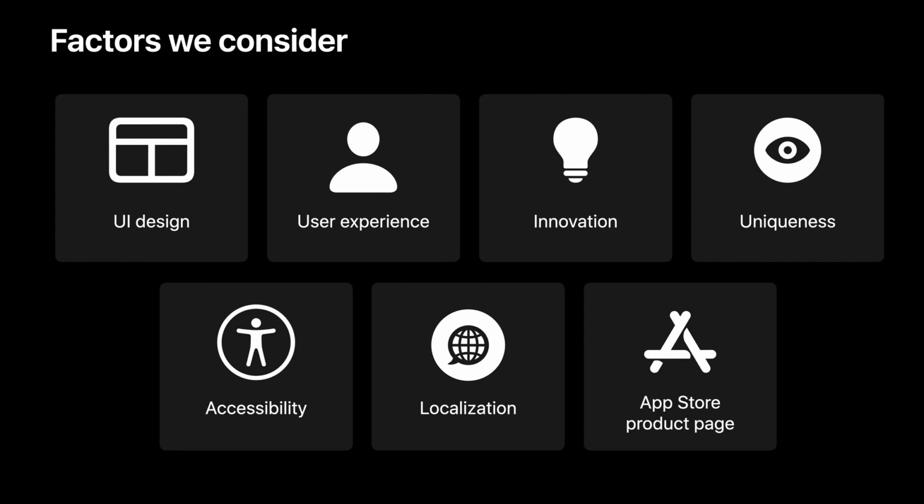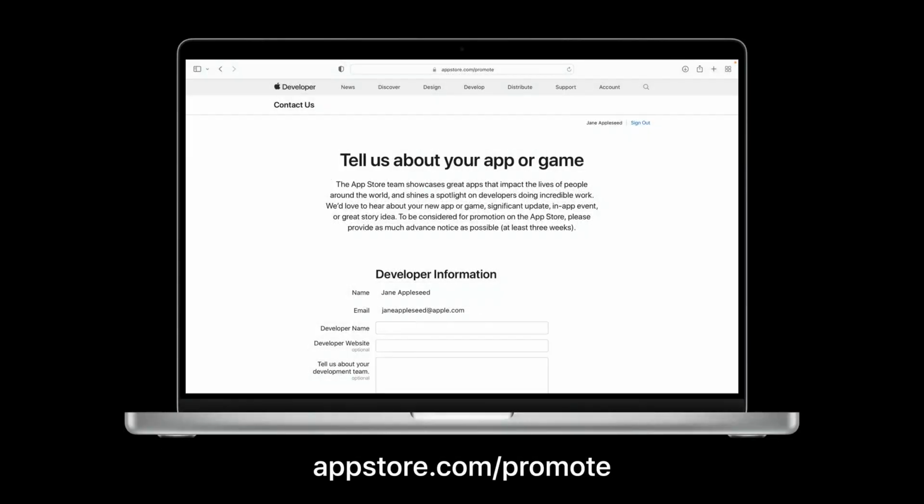Our team also looks at product pages to see how developers showcase the distinct content and features within their apps. You can share your app or game with us by submitting your information through the Apple Developer website. You can use this form to let our team know about new launches, major feature updates, in-app events, and more. Our editors read every submission to help connect developers making great apps with people who will love them. And if your app, game, or development team has a unique story that our editorial team should know, definitely be sure to tell us about it.